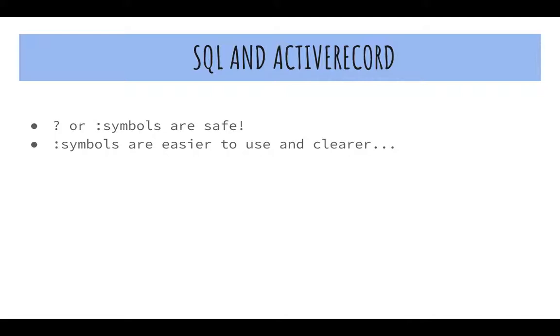So, in summary, question marks or symbols are safe. They're safe for us to use, and we don't stand any fear of having SQL injection or hackers. But I think really symbols are easier to use and a bit clearer. So we can add our symbols to our SQL queries just to make it a bit easier to keep track of when we're doing our ActiveRecord SQL mix.